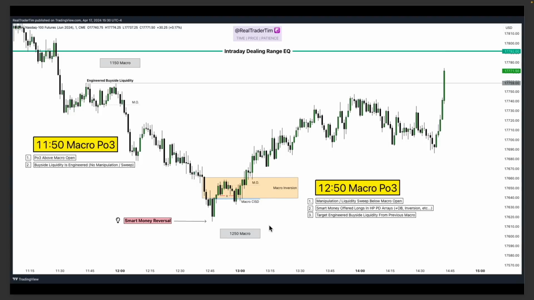We're combining concepts. But we know that during this macro, an intraday reversal would make sense based off what we're analyzing from the previous 1150 macro, targeting that engineered buy side liquidity. Because during this, there was no liquidity sweep. Yes, there was manipulation above macro opening price, but they engineered this for later when we're on the buy side of the curve. So you can expect price, if we start to see these signatures identifying a potential turning point, you should really be confident in price delivering back up to this engineered buy side liquidity pool.